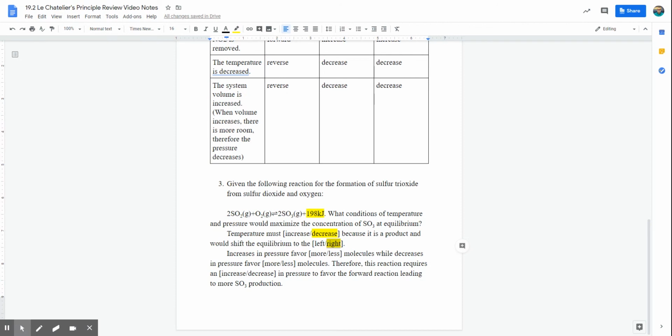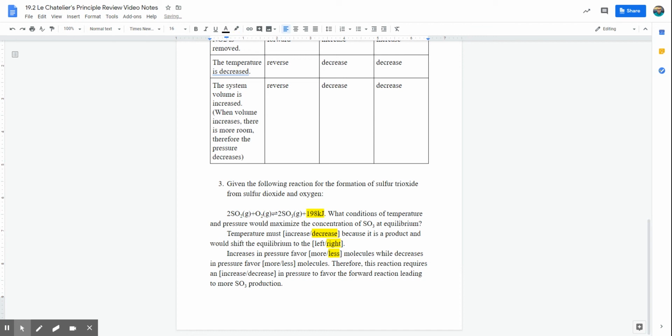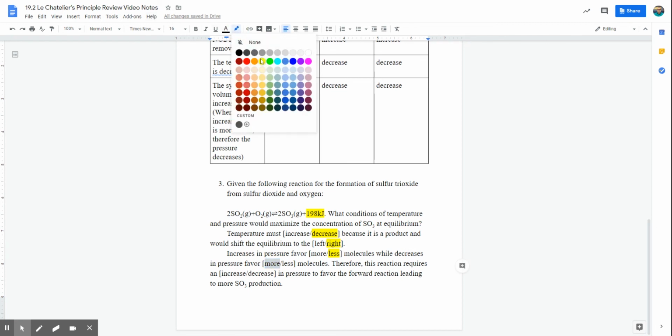Now we're talking about pressure. An increase in pressure favors more or fewer molecules, while a decrease in pressure favors more or fewer molecules. So you have to decide which one. We talked about this earlier. If I increase pressure, that means the container is smaller, so I would actually want fewer molecules. The opposite would be for the decrease in pressure, which means the container would get bigger. So I can actually have more molecules since I have more space for them.